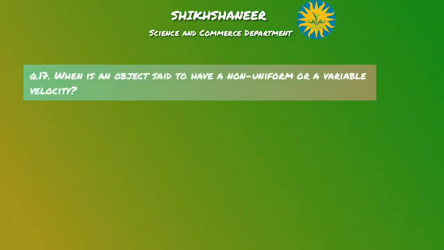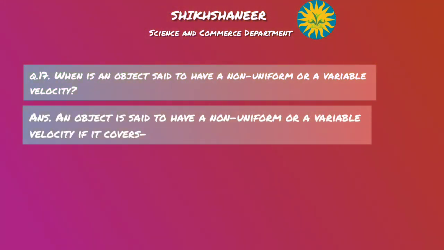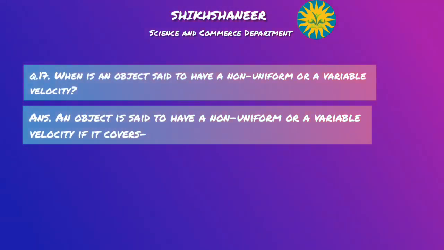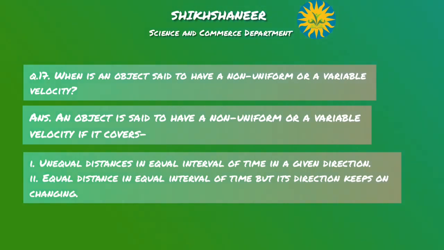When is an object said to have a non-uniform or a variable velocity? An object is said to have a non-uniform or a variable velocity if it covers, number 1, unequal distances in equal intervals of time in a given direction. Number 2, equal distances in equal intervals of time, but its direction keeps on changing.